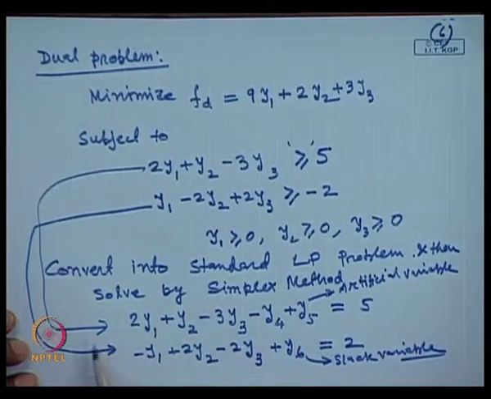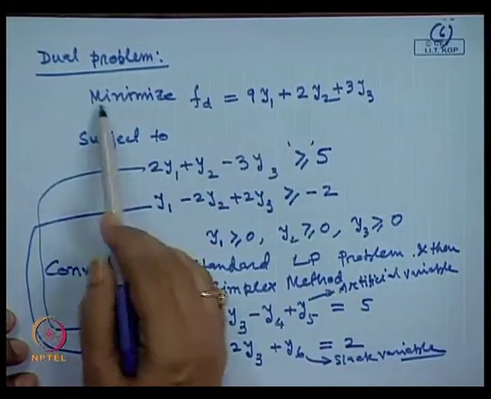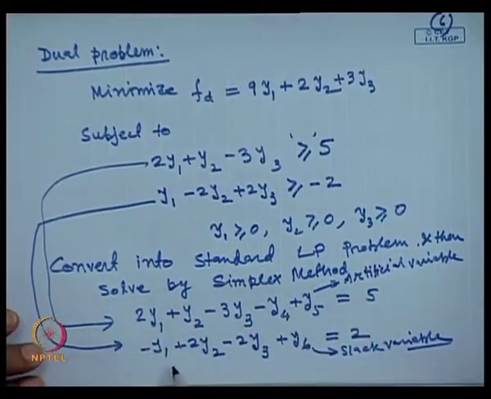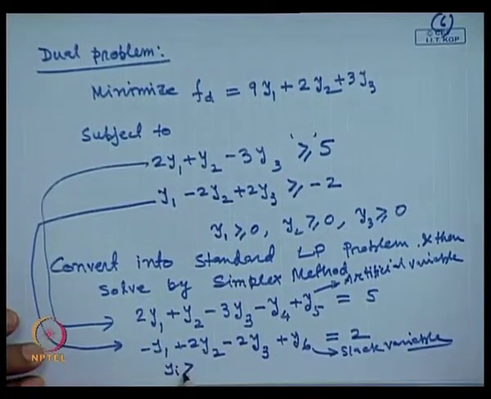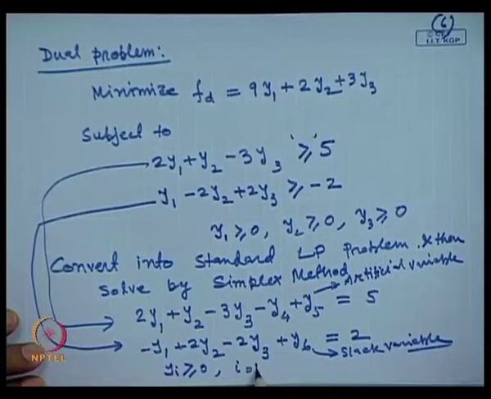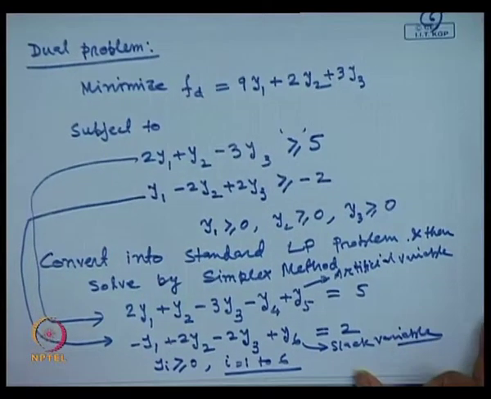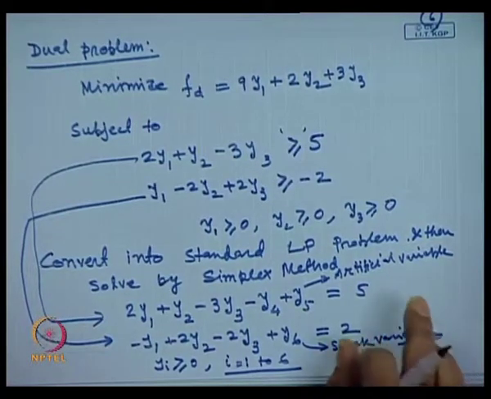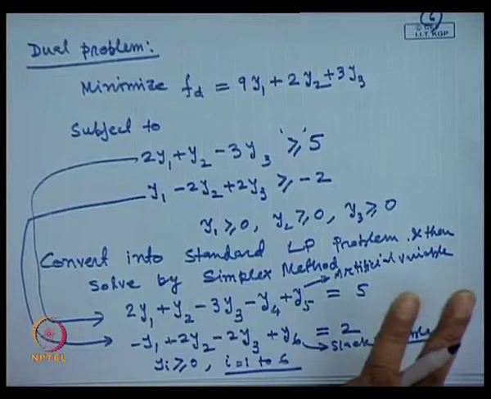Now, tell me how will you solve this standard LP problem? Minimize this one subject to these two equality constraints, and out of these, this is an artificial variable, this is the surplus variable, and this is our slack variable. So, this we have to solve for yi greater than or equal to 0, for i equal to 1 to 6. These are our problems. So, if you recollect, if you have an artificial variable, we have to solve this problem in two stages.